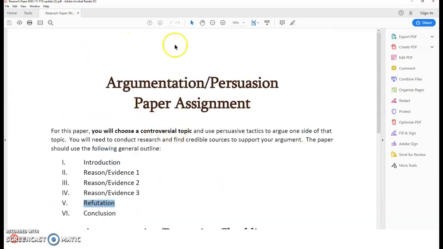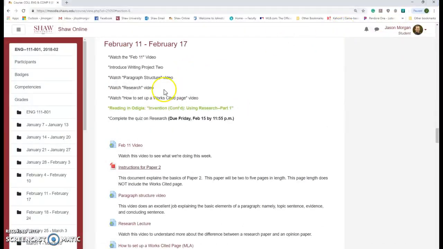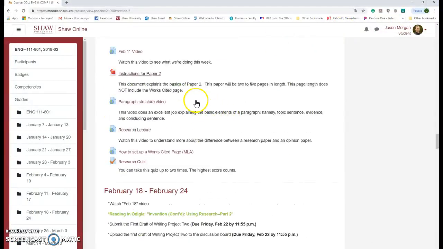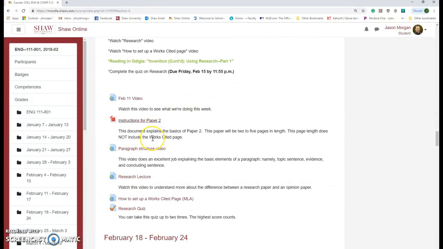We're going to break this down into smaller steps, so I don't want you to get all freaked out. For this week, we're learning the structure of how we would do things and the different things that come along with it. We're going to understand how paragraphs would be structured, how we can do research, and how to set up a works cited page in MLA. Right now we're just figuring out how to do the research part of it. We're not even starting to write the paper.